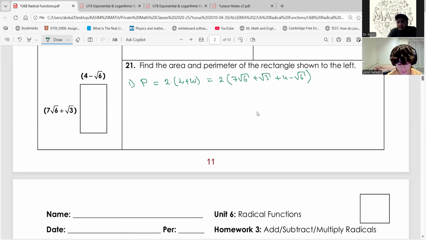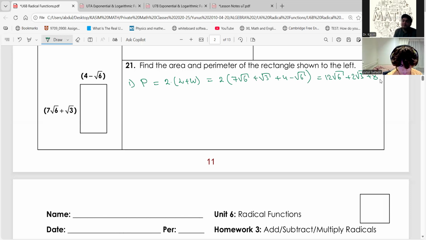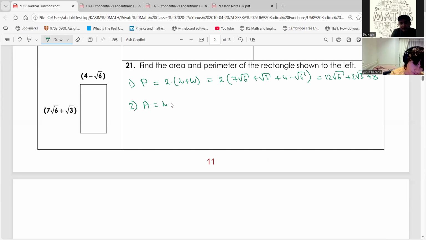Now, if you simplify this, I have here 7 square root of 6 and 1, it is only 6, right? So here we have 12 square root of 6 plus 2 square root of 3 plus 8. Can I simplify this more? No. So that's the perimeter. Now you just find the area. Okay. Area is just length times width.